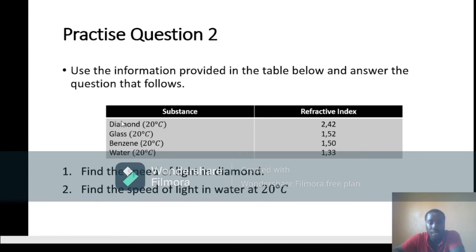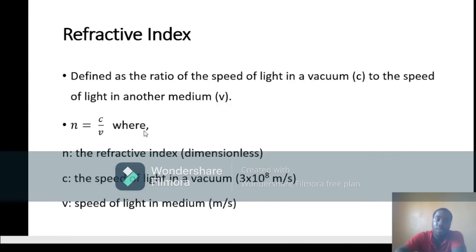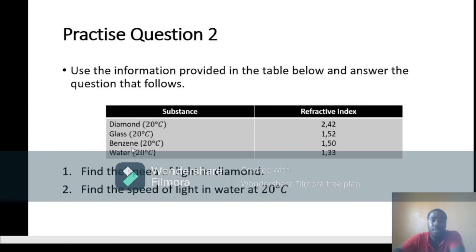So diamond there, I want you to find the speed of light in diamond. Remember in the previous slide, I showed you that formula. So you must be able to answer this question easily because you already have the refractive index. You already have the speed of light in air, so it must be easy for you to find the speed of light in diamond.